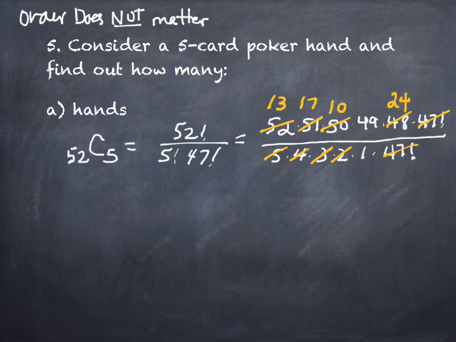All right, so if you chose something different, still okay. You're just going to have a different display until you multiply. So right now I have 13 times 17 times 10 times 49 times 24, I think.